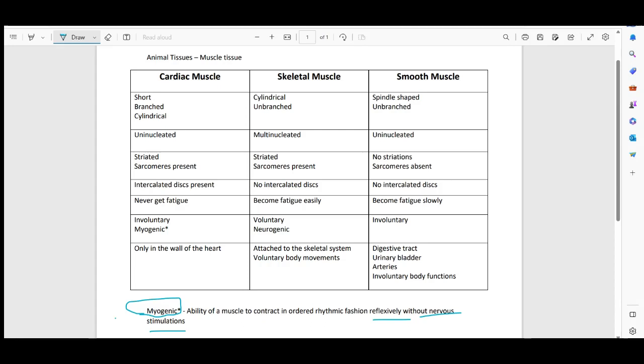So it is happening with the help of its own self. It occurs, it is done by the heart itself. So that's the idea about myogenic.